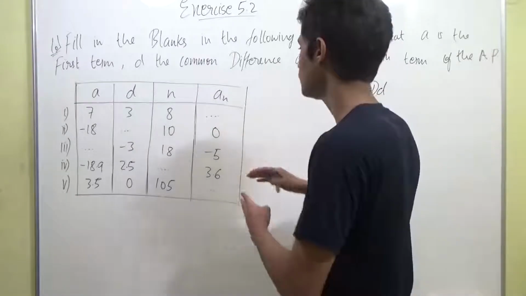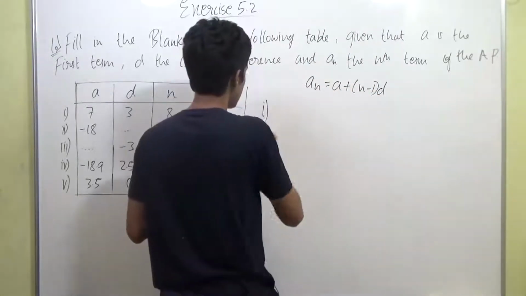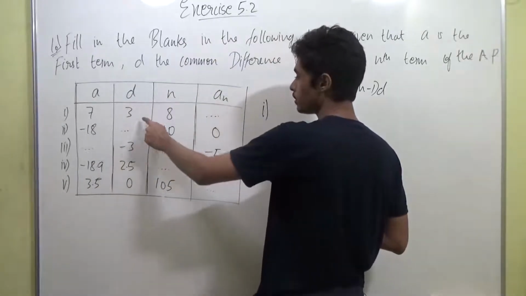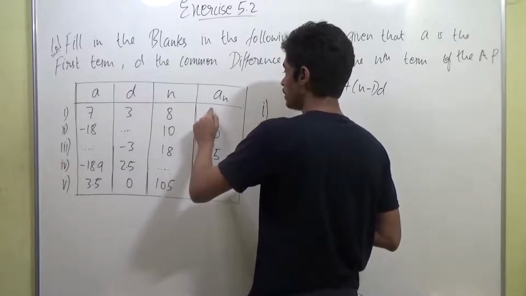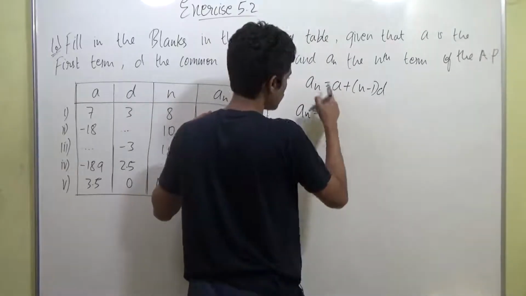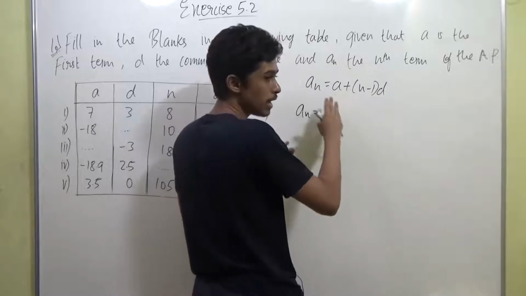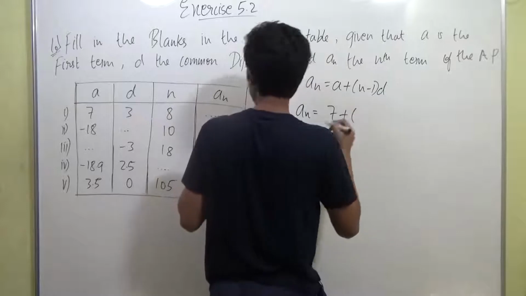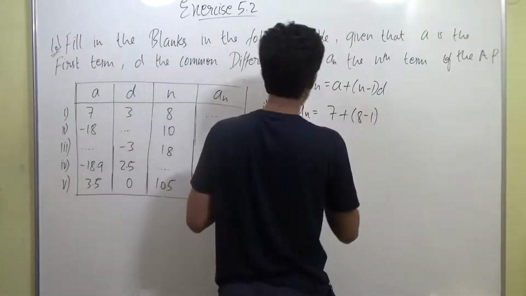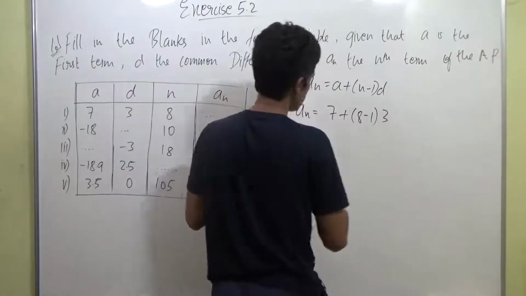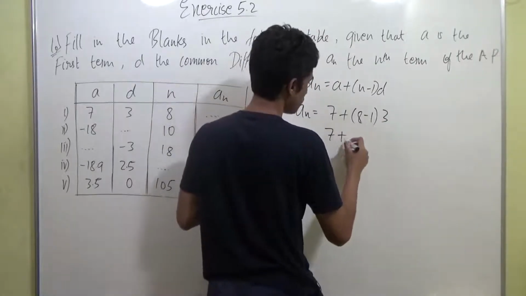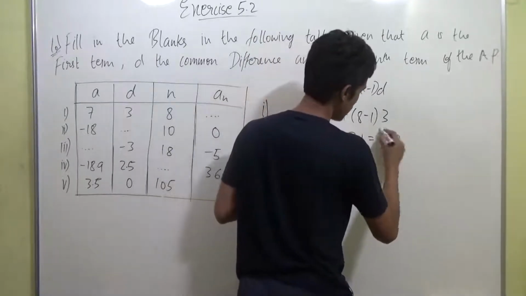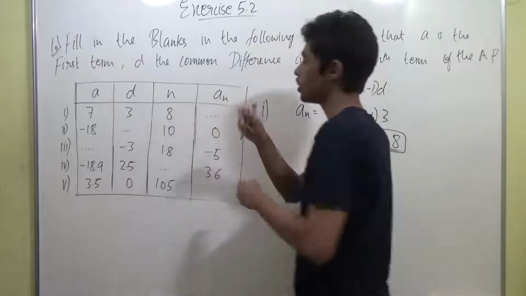I'll do the first sub-question, and then you'll get an idea. They have given a equal to 7, d equal to 3, n equal to 8. We have to find a_n. So a_n equal to a plus (n minus 1) into d. In place of a, n and d, we put these values. So a is 7 plus (n is 8 minus 1) into d, d is 3. Now if you solve this, it becomes 7 plus 8 minus 1 is 7, 7 into 3 is 21, equal to 28. So we got the value of a_n.